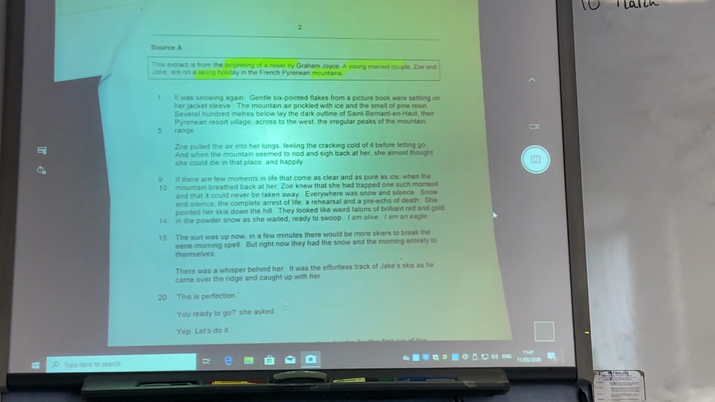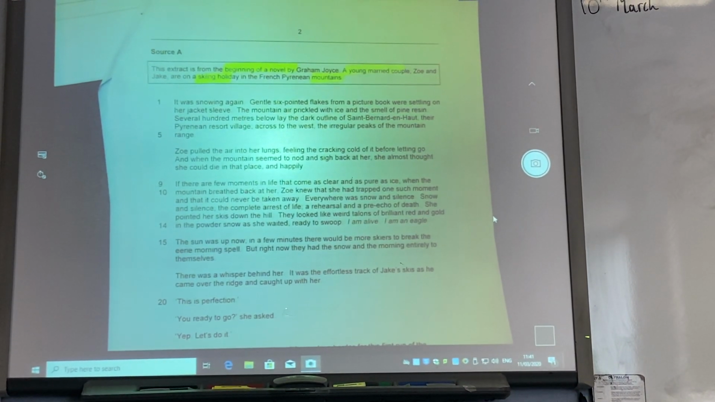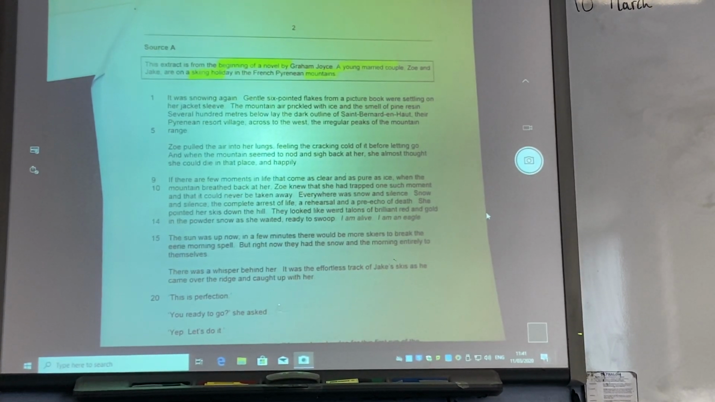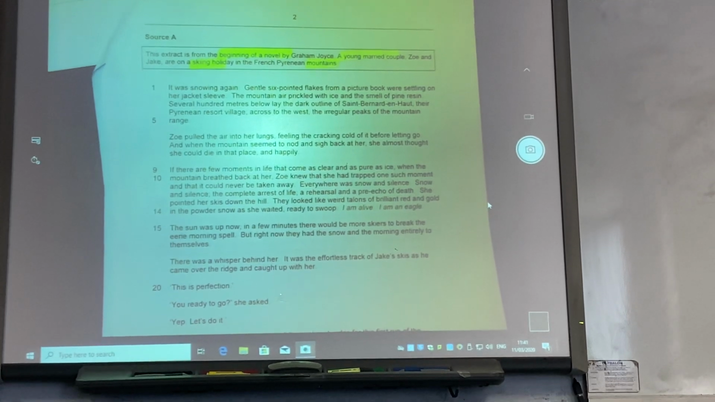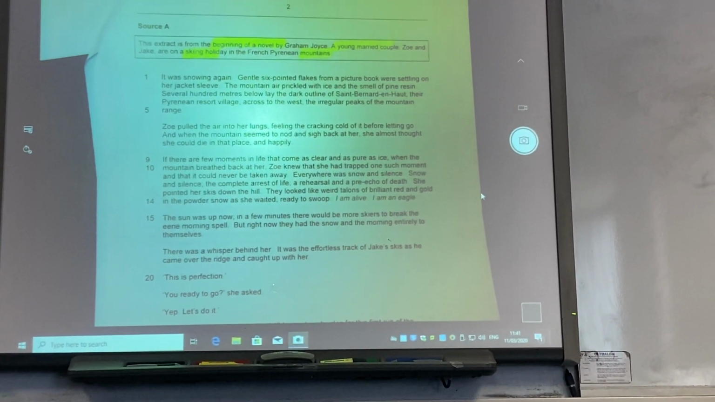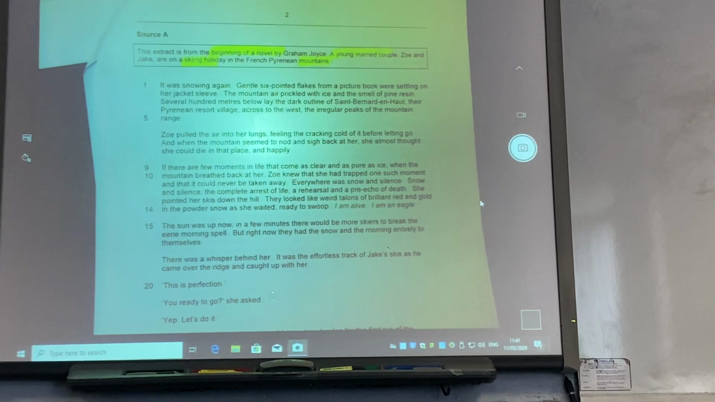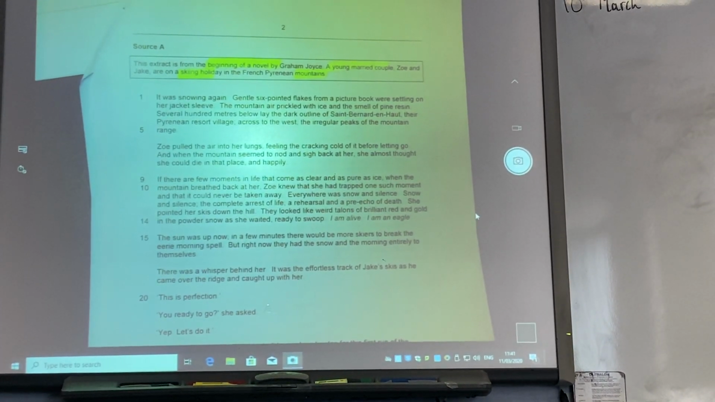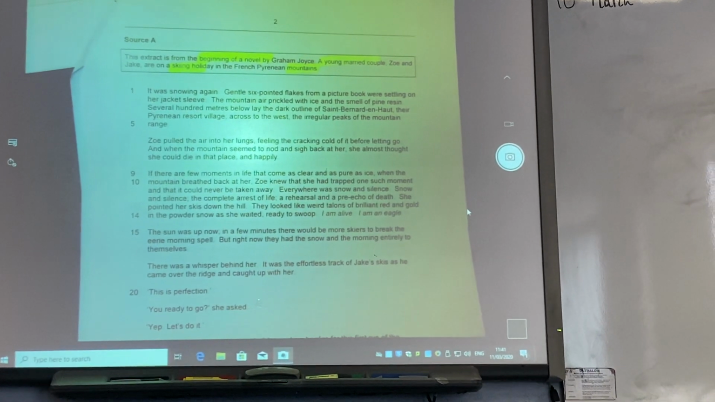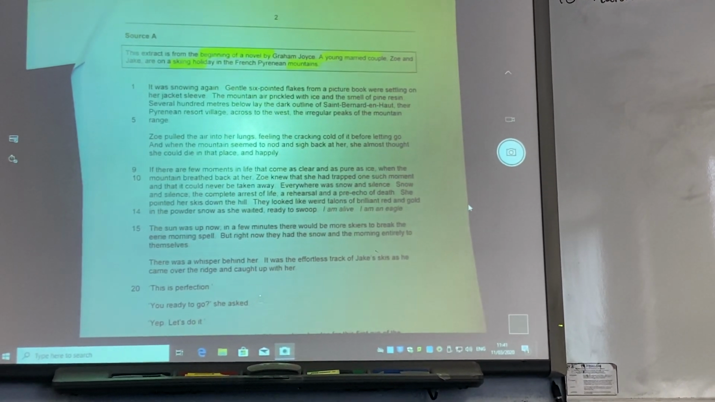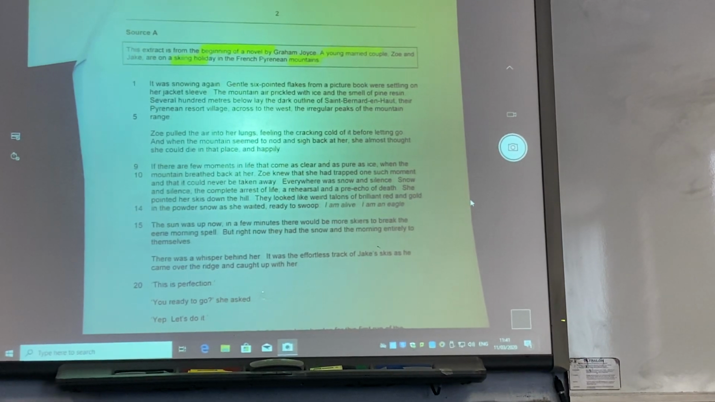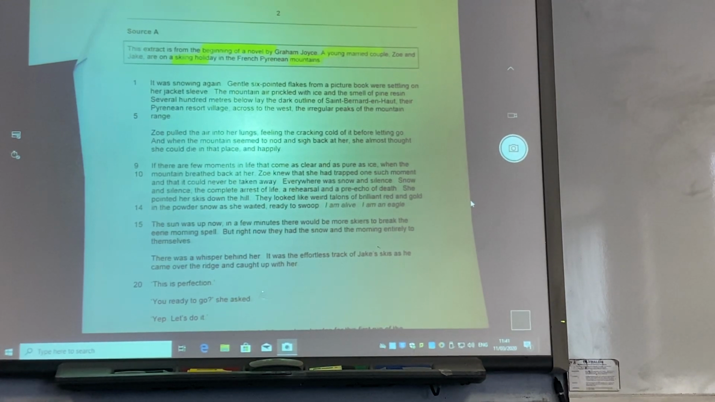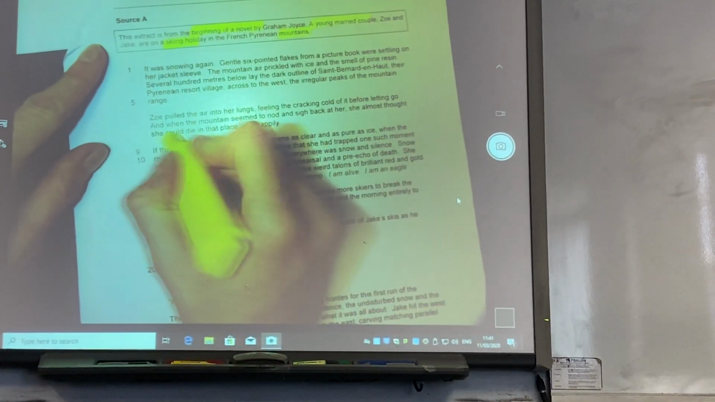It was snowing again. Gentle 6-pointed flakes from a picture book were settling on her jacket sleeve. The mountain air prickled with ice and the smell of pine resin. Several hundred metres below lay the dark outline of St Bernard en Hout, their Pyrenean resort village. Across to the west, the irregular peaks of the mountain range. Zoe pulled the air in her lungs, feeling the crackling cold of it before letting go. And when the mountains seemed to nod and sigh back at her, she almost thought she could die in that place, and happily.